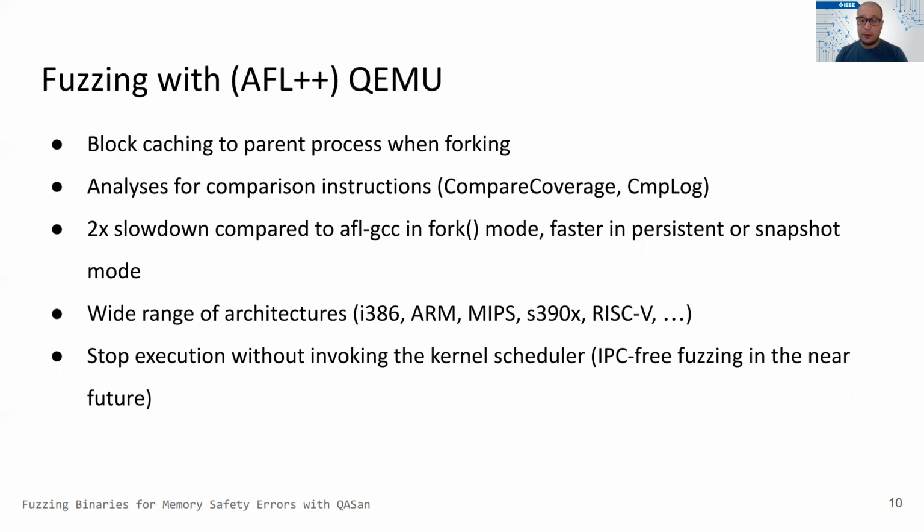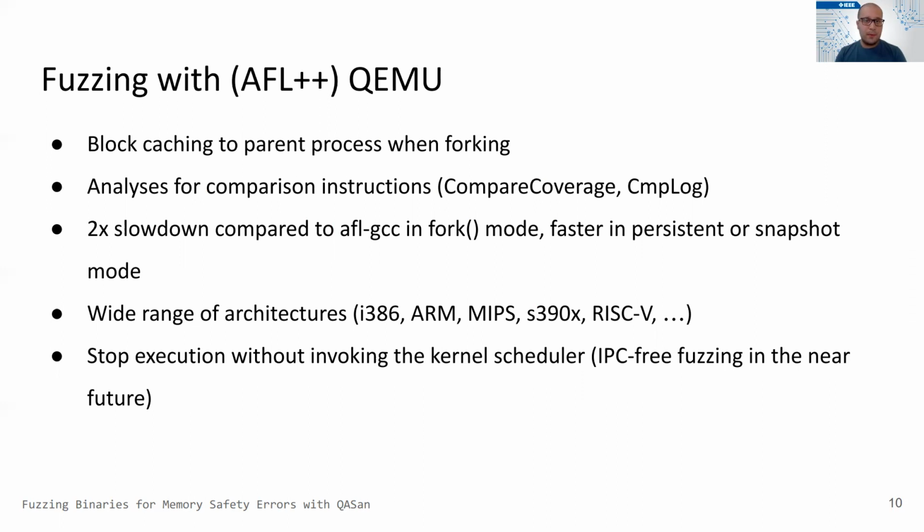We can fuzz with QEMU, for instance, one of the fastest options available to fuzz binaries. Using AFL++, which is a widely and recently used fuzzer, we can get very nice performance that is almost 2 times lower than AFL-GCC, the compiler-based instrumentation for fuzzing, because we get features from emulation, like block caching and translation block linking, to improve the performance. And we also support a wide range of architectures because QEMU is the state of the art in emulation.